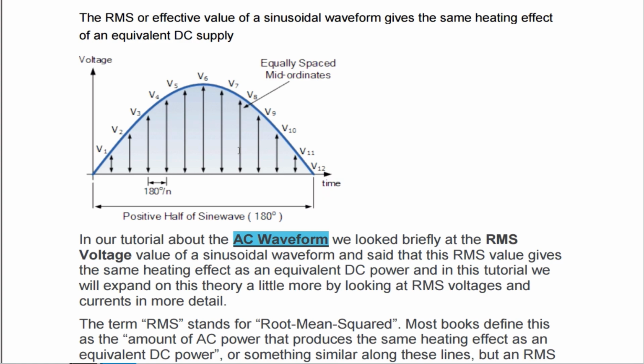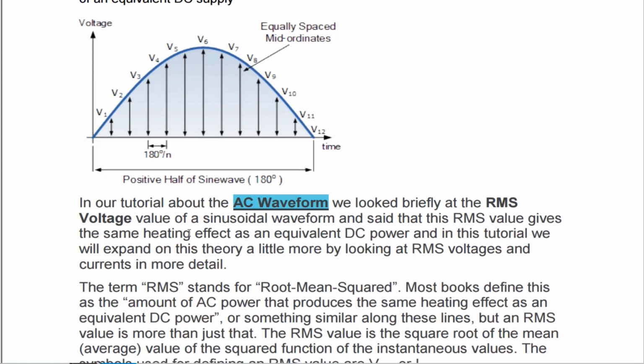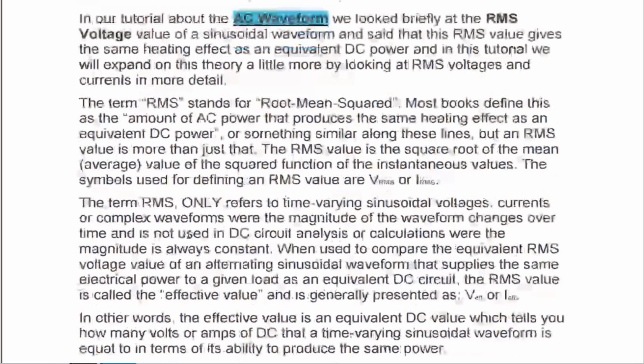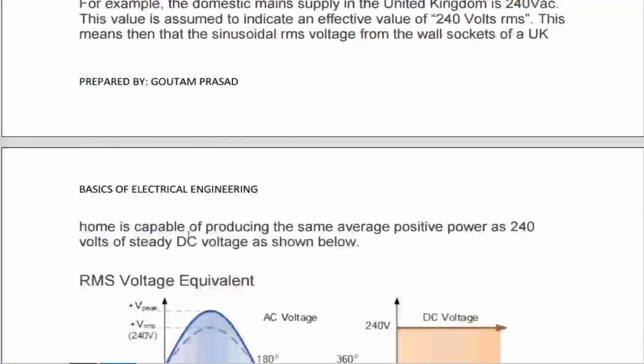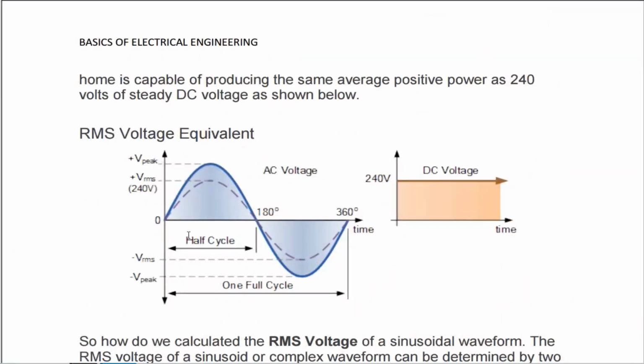Now, having got these values, you will have to square them, sum the squares, divide it by the number of readings that you have taken, and then find the square root of the whole thing. So that is called root mean squared. In short, that is called root mean squared value.